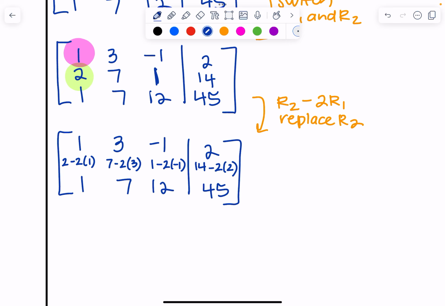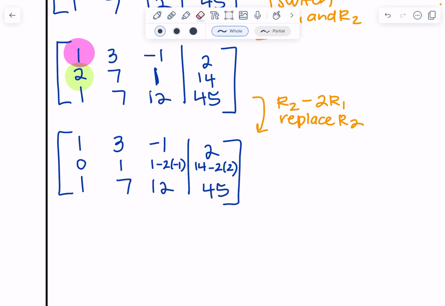Okay, I'm going to go back and instead of leaving that ugly matrix, I'm going to go ahead and write what that would be. So 2 minus 2 times 1 is just going to be 0. I don't think my eraser can get smaller. Oh, yes, it can. Okay. So here, 2 times that would be 0. 7 minus 2 times 3 would be 1. 1 minus 2 times negative 1 is going to be positive 3. 14 minus 2 times 2 will be 10.